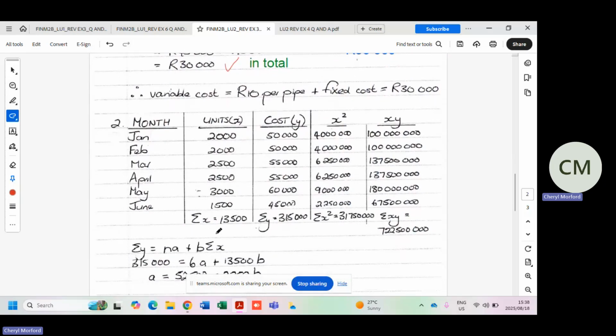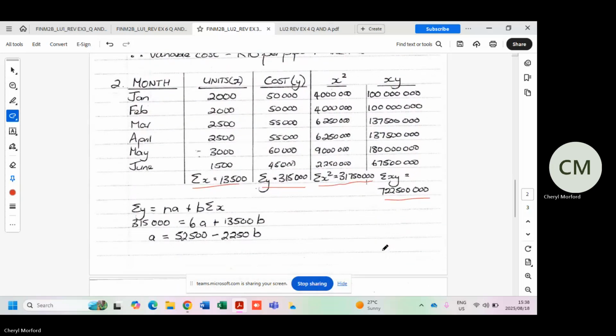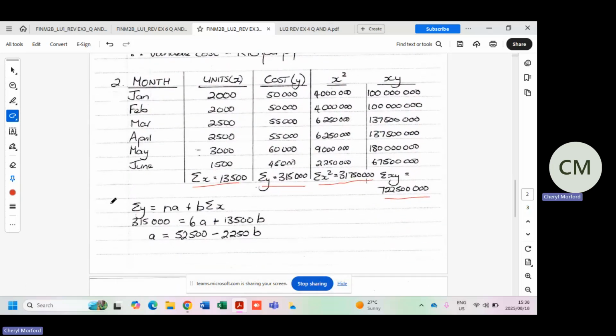Okay. So these are the values that we're looking for there. Sum of X, sum of Y, sum of X squared, and sum of XY. Now you see that can sometimes become very large numbers. So let's do the first of the formula.